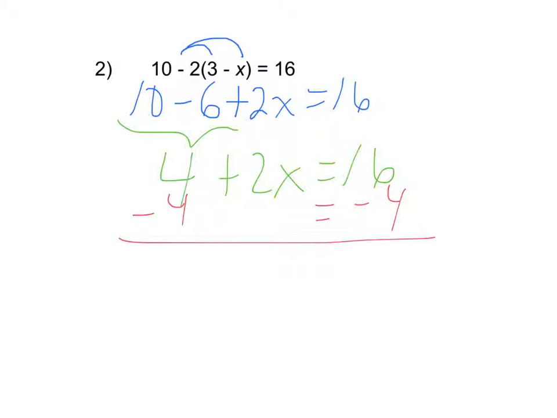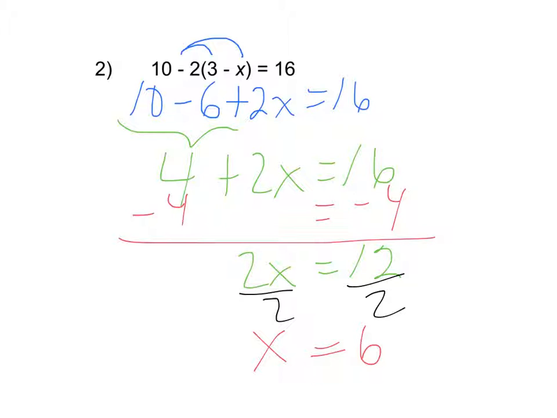Whatever you do to one side, do to the other side. And you're going to see that what do we have now? We have just this 2x left, and on the right side equals 12. And then we're going to divide both sides by 2, and then you end up with x equals 6.